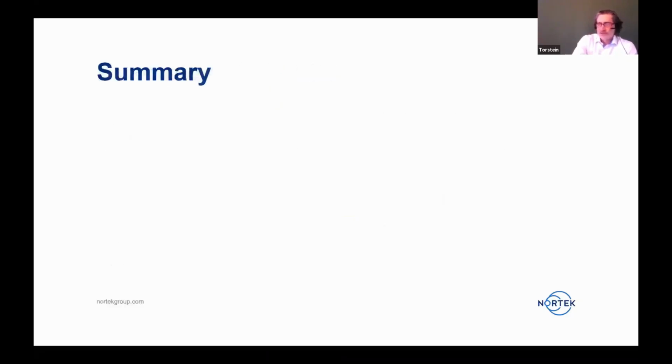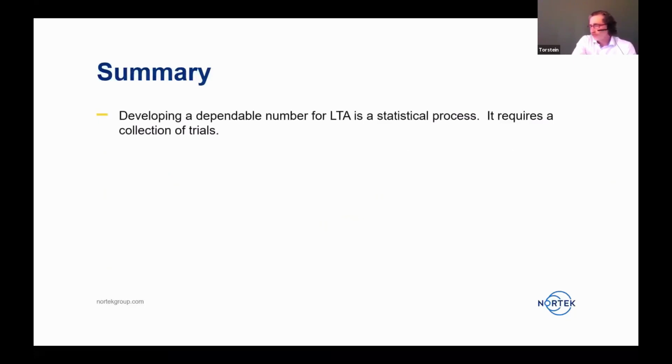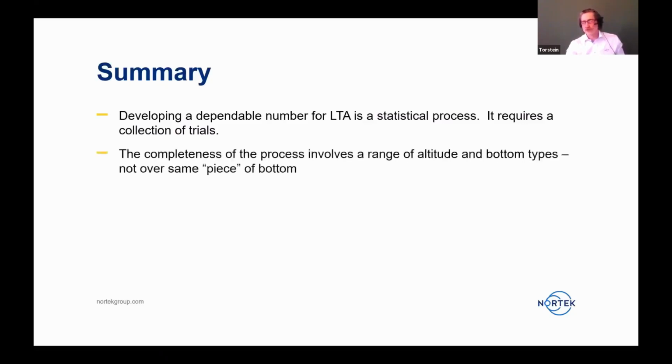So, summary. Developing a dependable number for the long-term accuracy is a statistical process. It requires a collection of trials and an attention to what you're doing in the error sources. The completeness of the process involves a range of altitude and bottom types, and it really shouldn't be done over the same piece of bottom. I mean, a lot of system tests that you've seen out there, they'll go back and forth over the same piece of bottom. That doesn't really provide a statistical variation of the process.